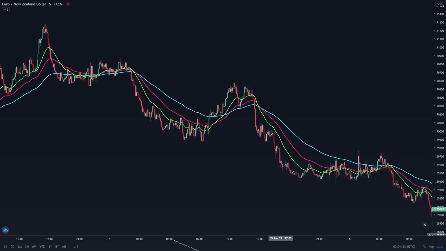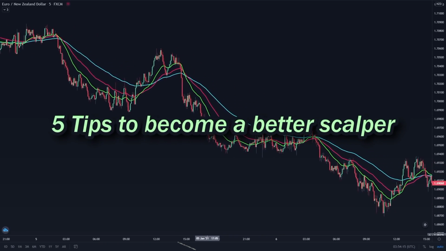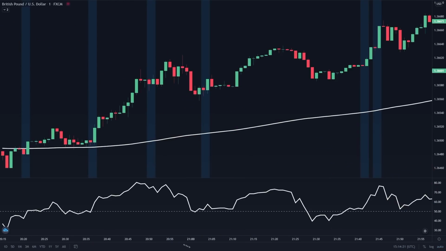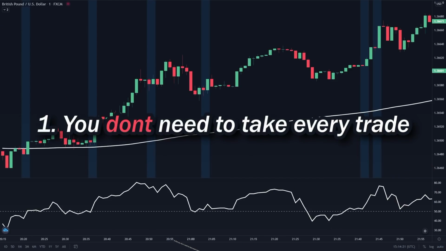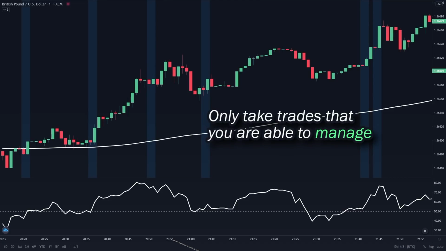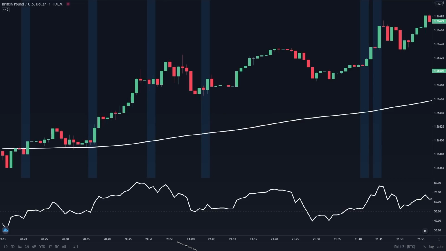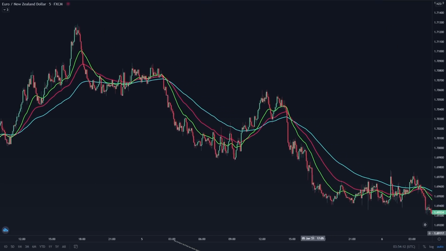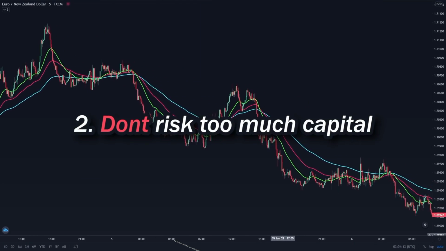Now I'm going to give you 4 quick tips to make you a better scalper. The first tip is that you don't need to take every trade. When you're scalping, you will find situations where you would receive multiple entry signals. If this happens, you don't need to take all of them. Only take trades that you are able to manage, because it's very hard to handle multiple trades at once, especially when you're scalping.